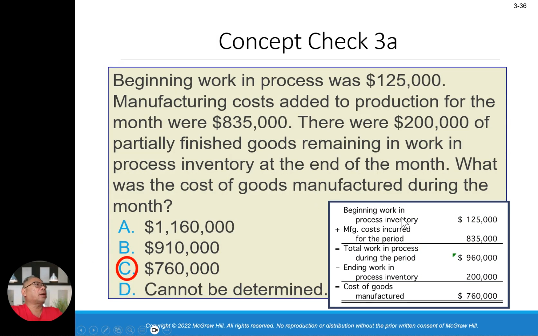This is the way of getting the numbers. You got the beginning, 125,000, coming from here. Manufacturing cost incurred for the period is 835,000. You got it coming from here. You add all of that, it becomes total work in process of 960,000, but you have an ending inventory of 200,000 here. So cost of goods manufactured is 760,000. That's how you get this number. Okay, 760. Step by step, all the numbers there.